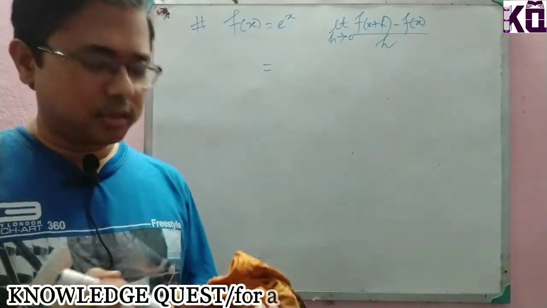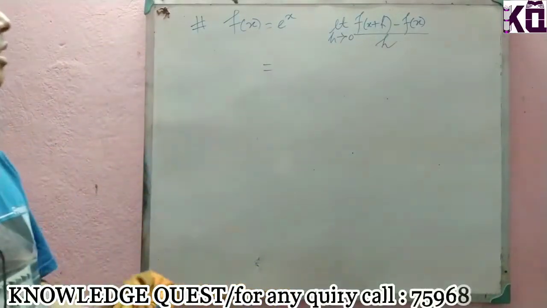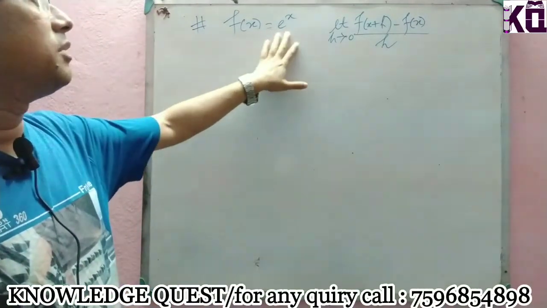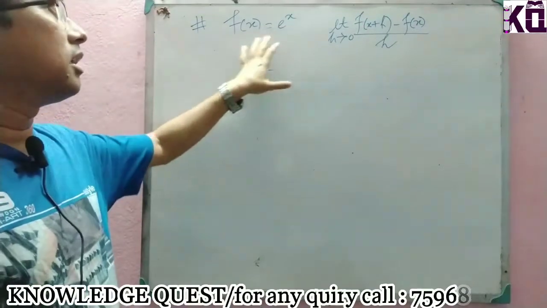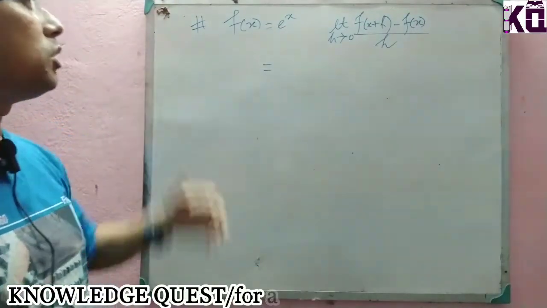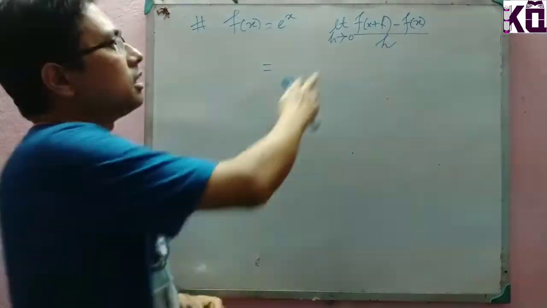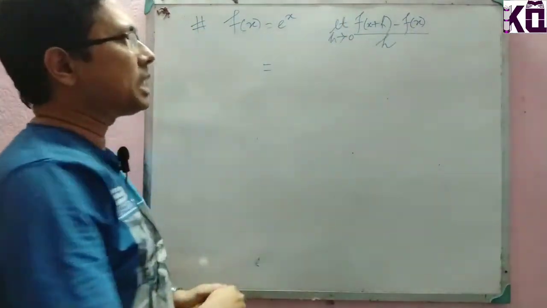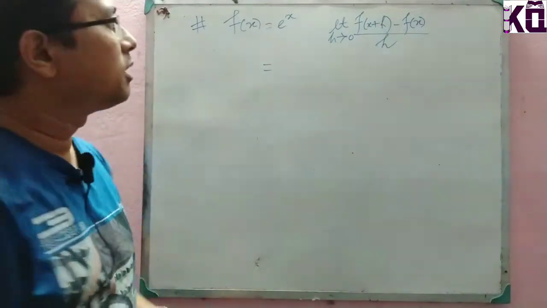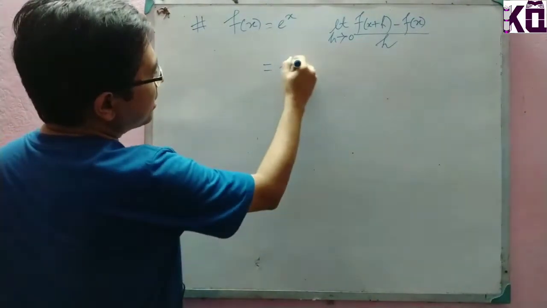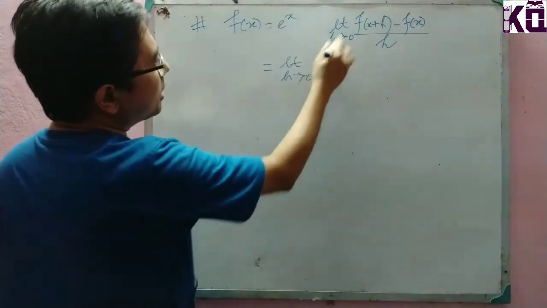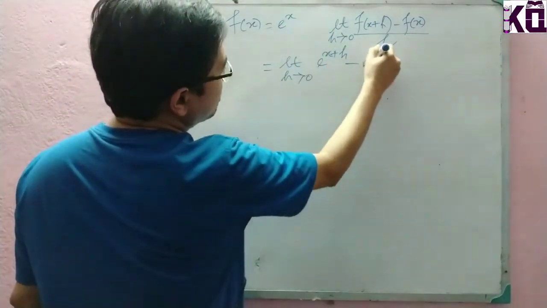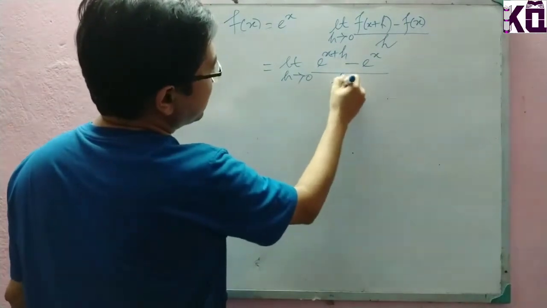Let us go to another problem where f(x) = e to the power x. Now we have to identify the differentiation of this particular equation, y = e to the power x. Then again, dy/dx equals the limit h tends to 0 of f(x + h) minus f(x) by h. So the limit h tends to 0 of e to the power (x + h) minus e to the power x, whole divided by h.